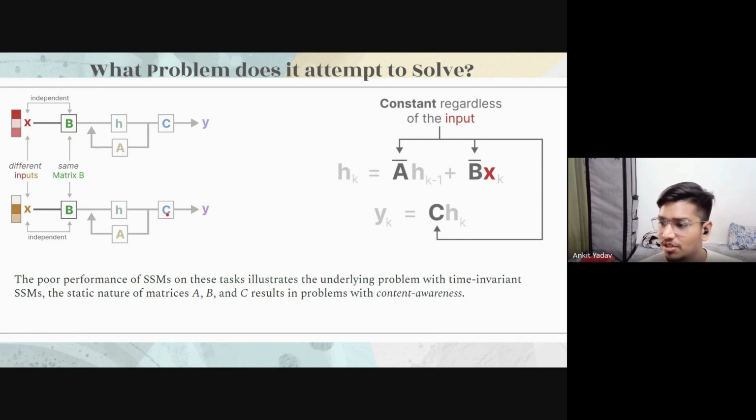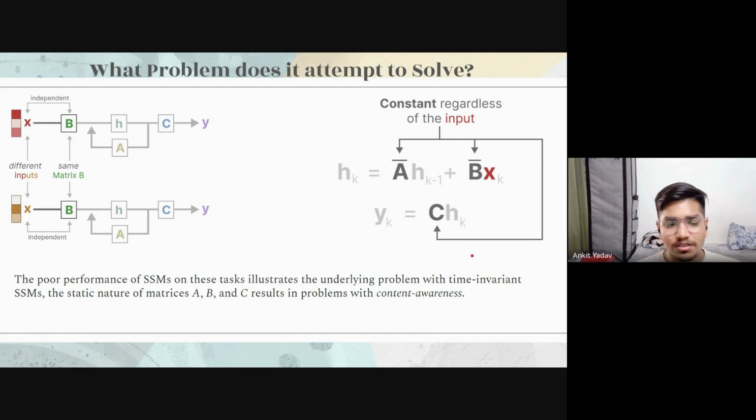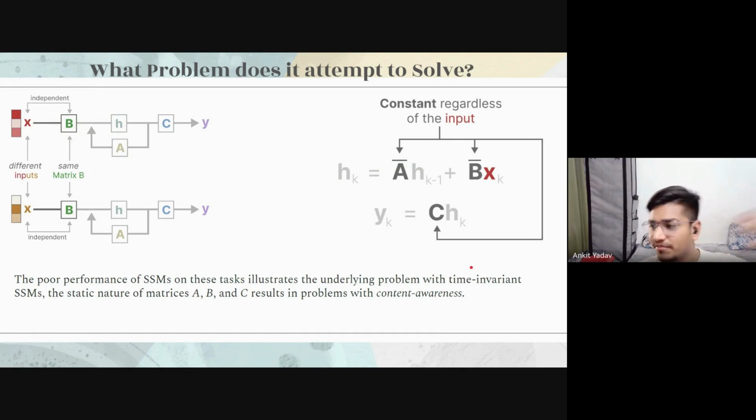I'll show the original diagram which was given in the paper. So just to be clear, delta basically gives importance either to the input or to the previous hidden state. So we can control whether the input should be given more importance or the information stored in the hidden state, the previous knowledge, or the current knowledge which we are getting.